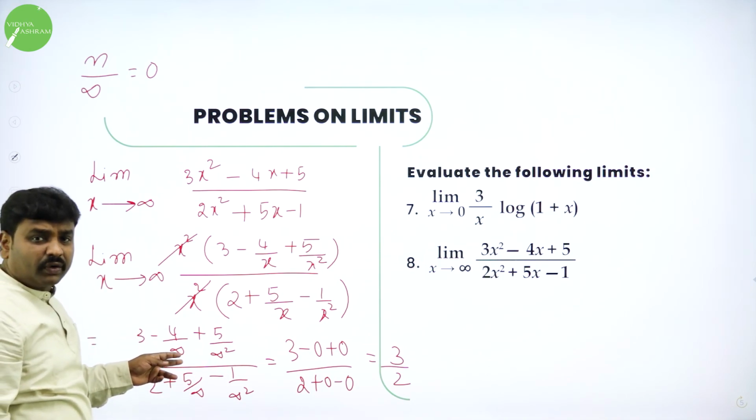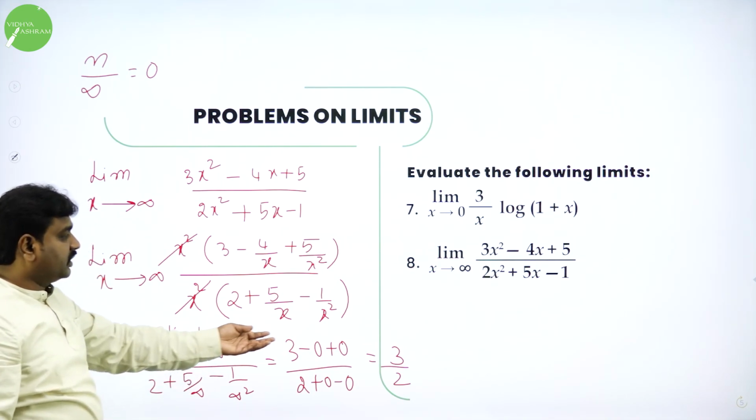Here we have 4 by infinity. What is 4 by infinity? 0. 5 by infinity square, 0. So like that if you do, you will get it.